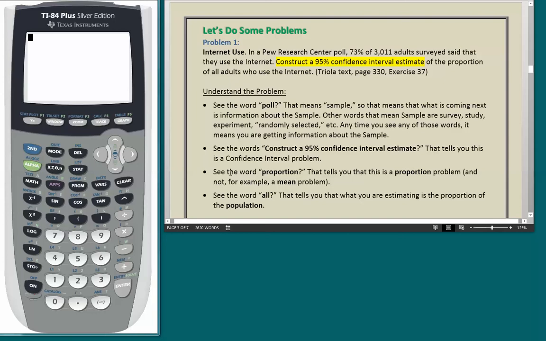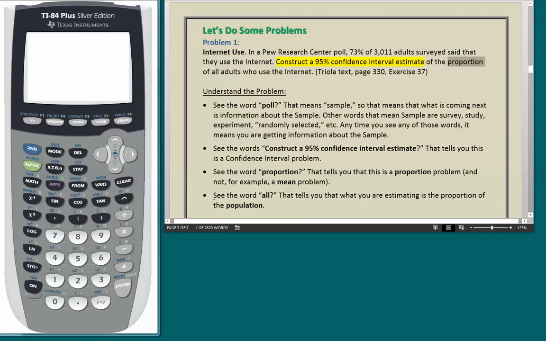Let's look at this third bullet. See the word proportion? That's right here. That word tells you that this is a proportion problem and not, for example, a mean problem. Because in other cases, you could be asked to construct a confidence interval estimate of a mean, and you would do that in a different way. So this word proportion is very important. It tells you how you're going to be solving this problem.